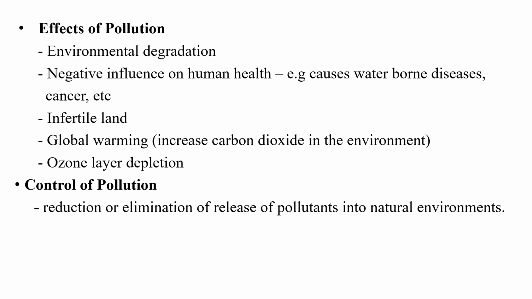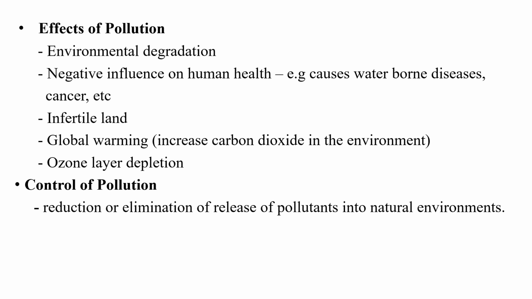Then how can we control pollution? The major way is to reduce or eliminate the release of pollutants into our natural environment. This is very, very important. It is very important for us to find a way of controlling the release of pollutants into our environment. And that is what has led to conservation and recycling, so that it reduces the way we pollute our environment.